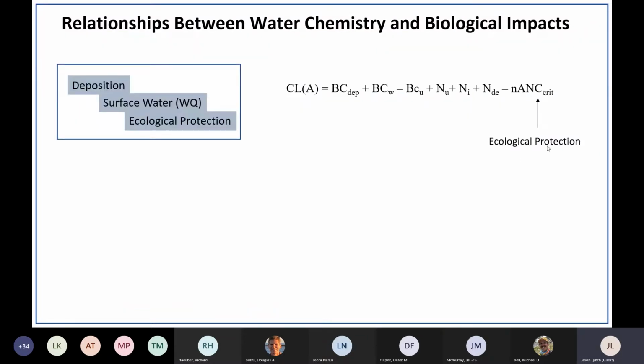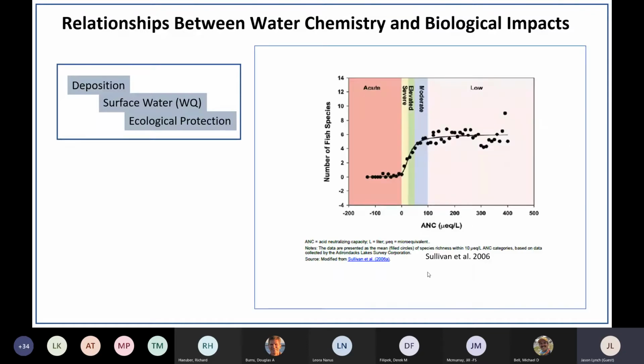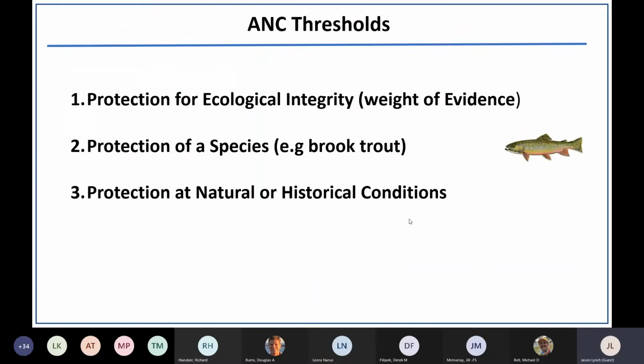All right, so the last component is ecological protection, and here we can link water quality data that we take and relate it to the biological function that we want to protect. And so in this case, if we protect for an ANC of 0, you're protecting for, well, maybe a dead stream. If we want to have full protection, maybe that looks like we need to protect to 100, and then somewhere in between. There are three main ways I think of selecting an ANC.